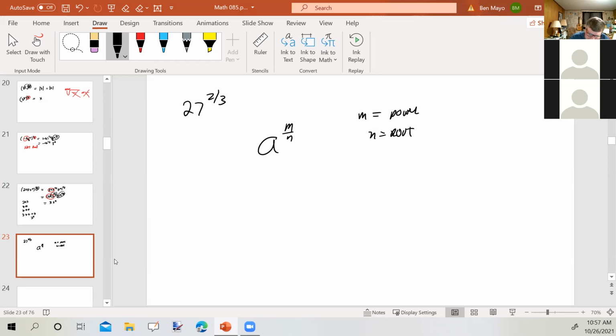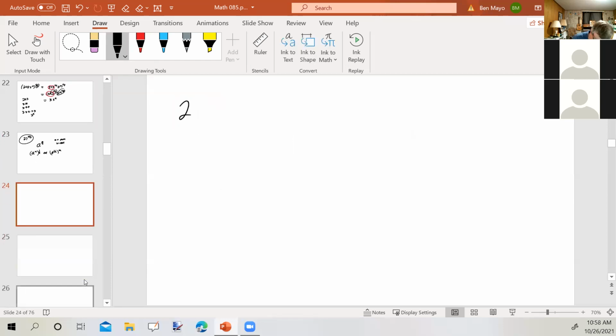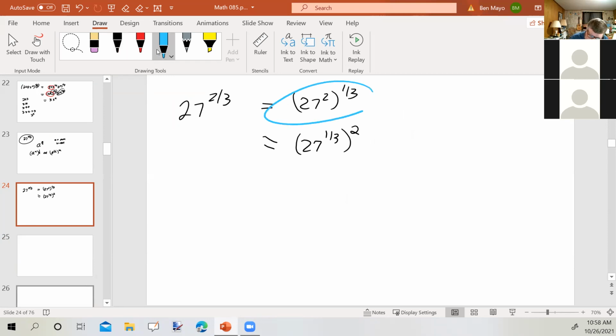Okay. Now, you can do the power and then the root, or the root and then the power, provided that each one of them is real, definable. Okay, so what does that mean? Well, let's go back and take a look at this problem. 27 to the 2/3 power. That's 27 squared to the 1/3 power, or it's 27 to the 1/3 power squared. In other words, I can do the power first and then take the root, or do the root first and then take the power. Well, if I do the top one, 27 squared is some humongous number.